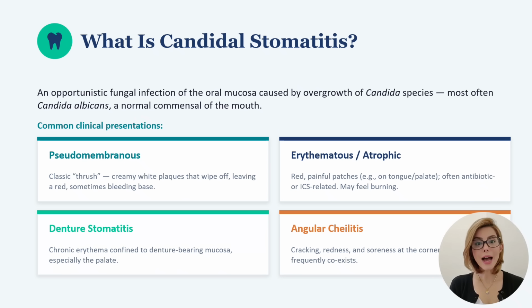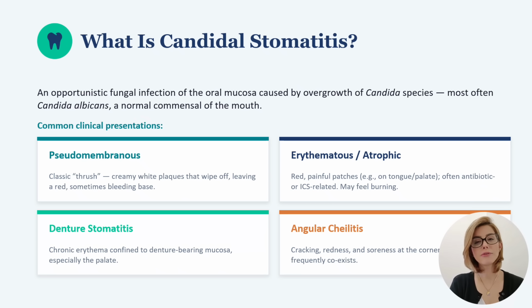So, what exactly is Candidal Stomatitis? At its core, it's an opportunistic fungal infection of the lining of the mouth caused by an overgrowth of Candida, most commonly Candida albicans. And here's the key point. Candida is a normal resident of the mouth. It lives there quietly in most of us. Thrush happens when something tips the balance and lets it overgrow.